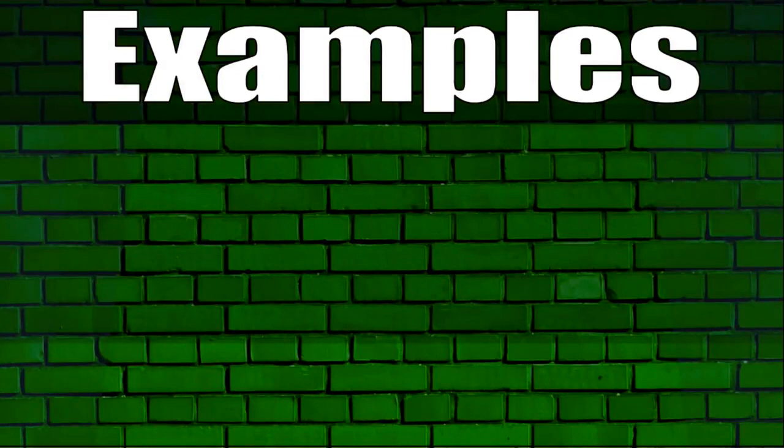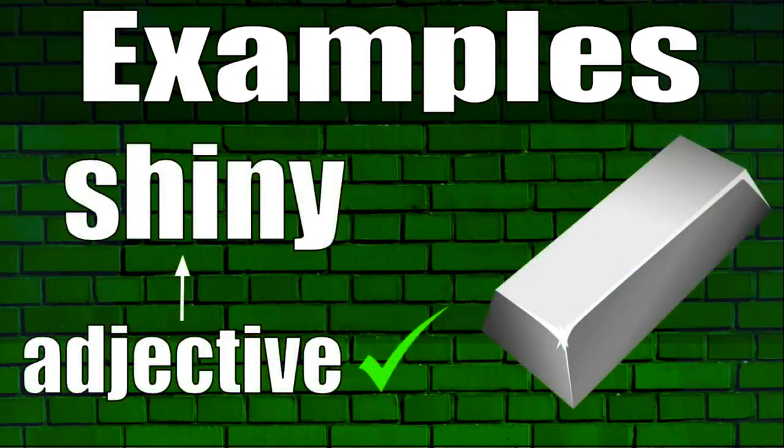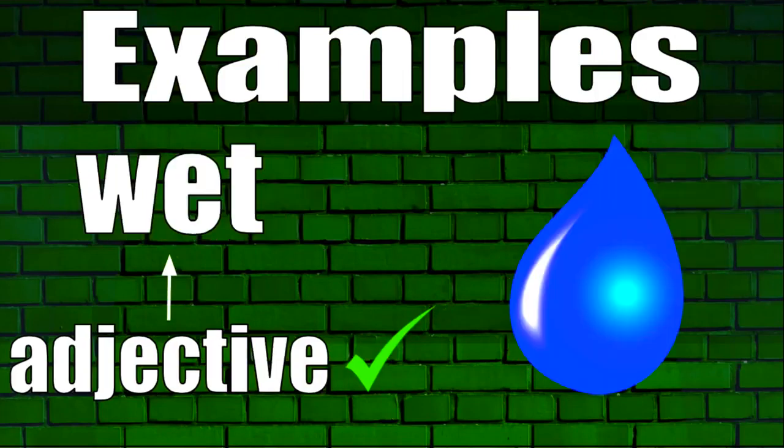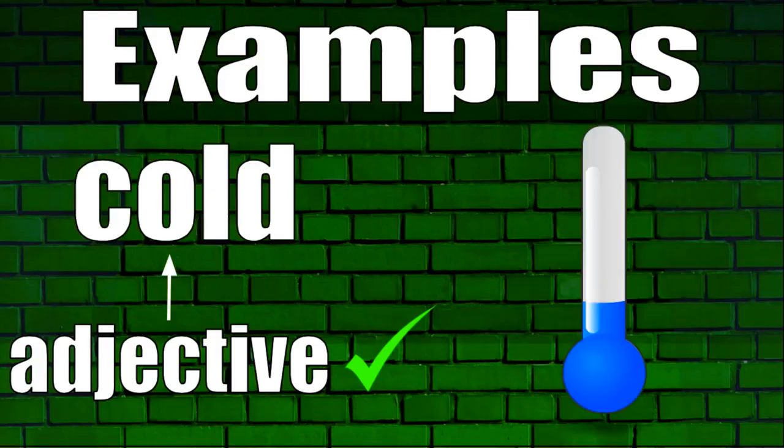My first example of an adjective is the word shiny. It's an adjective because it can describe something that's shiny. Another adjective is wet. And another adjective is cold.